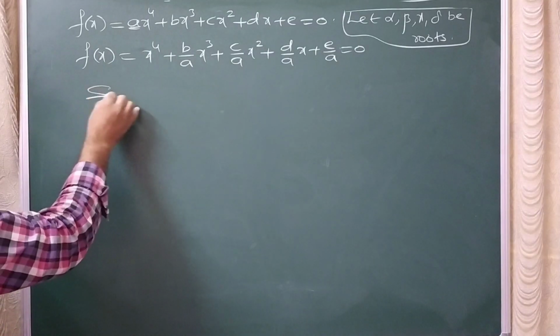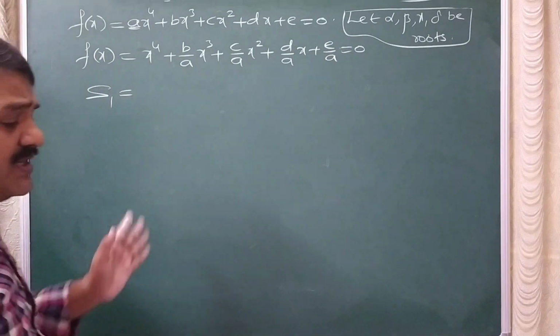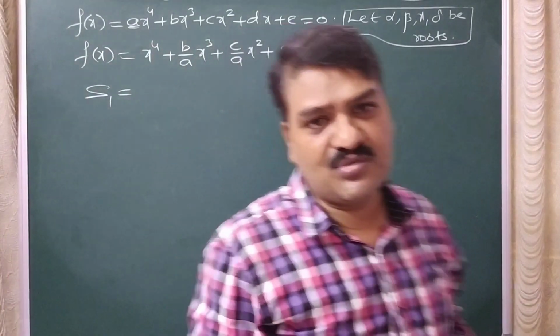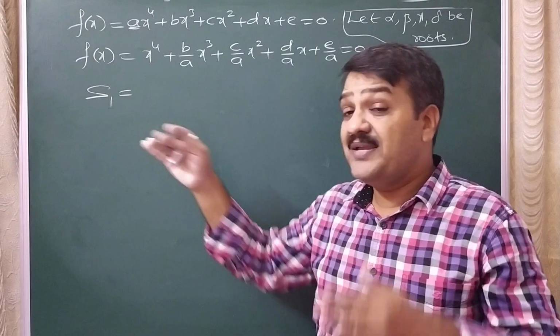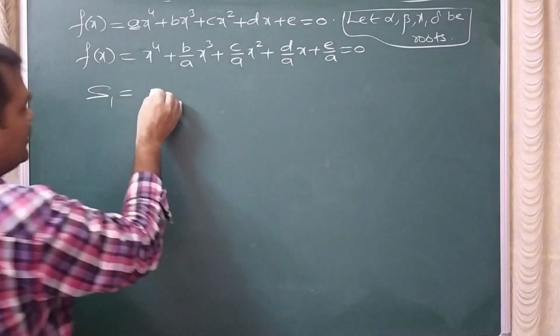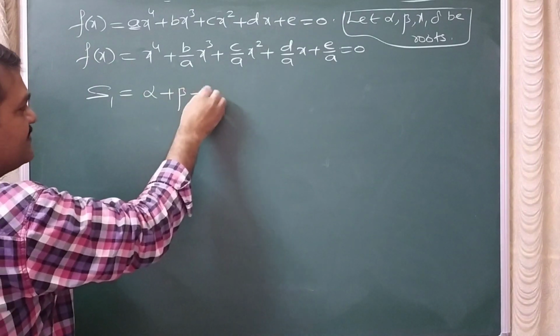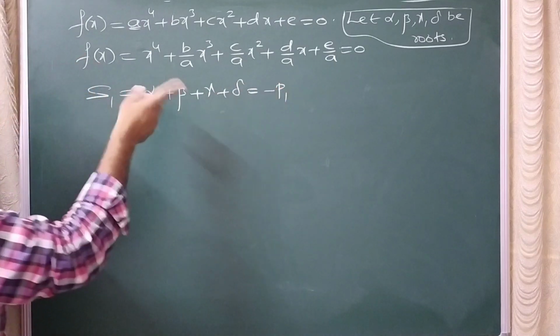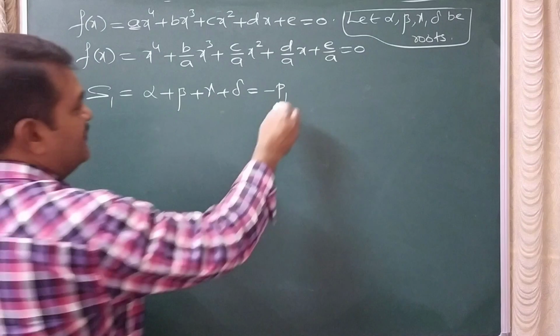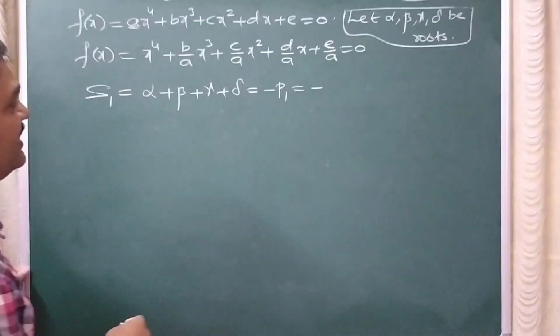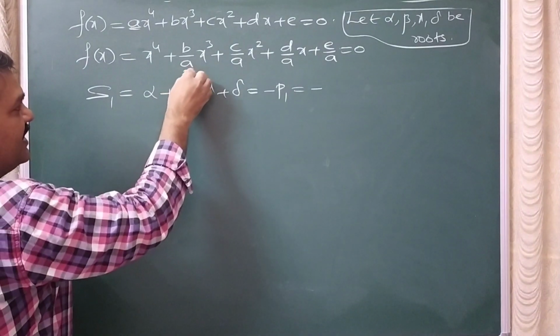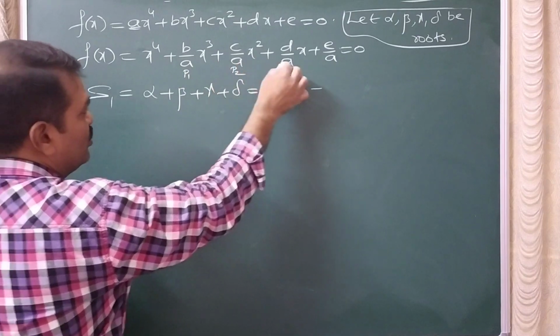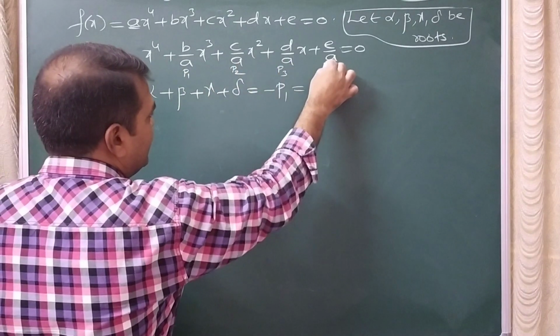So I am starting from S1. S1 always represents the sum of the roots only, because S1 means taking one at a time. So by taking one at a time, you will get the sum of all roots definitely. So the sum of the roots S1 is equal to minus P1 is the formula. Minus what is P1? This is P1. This is P2. This is P3. This is P4.